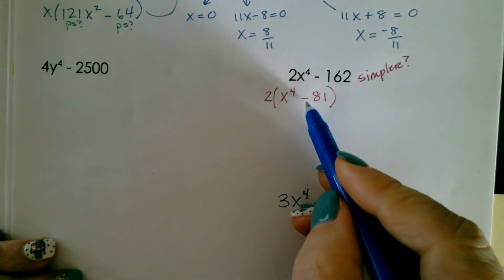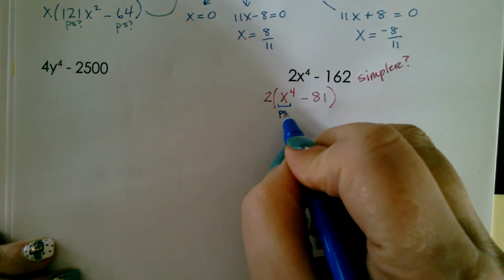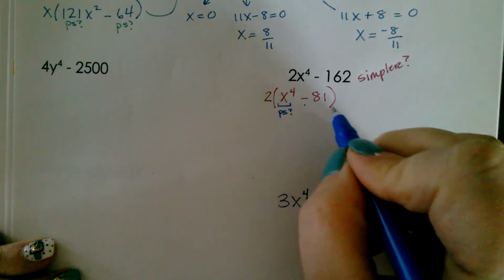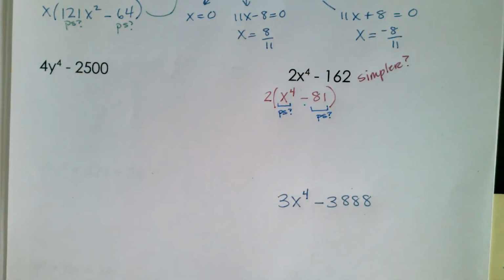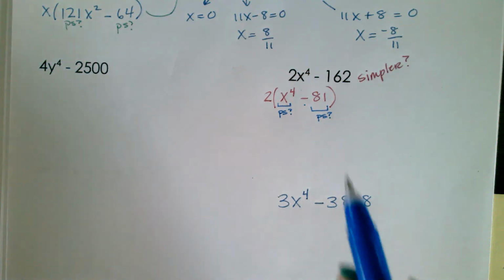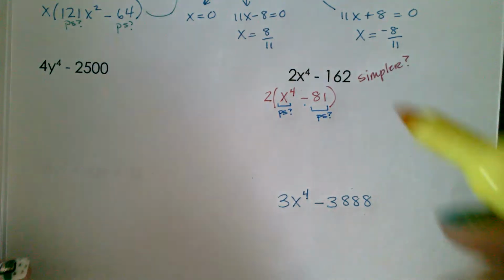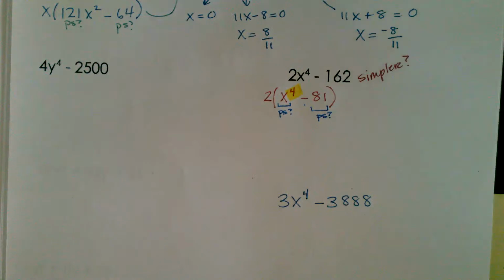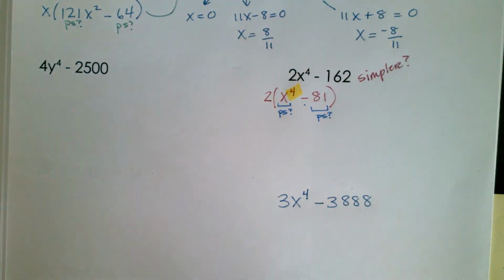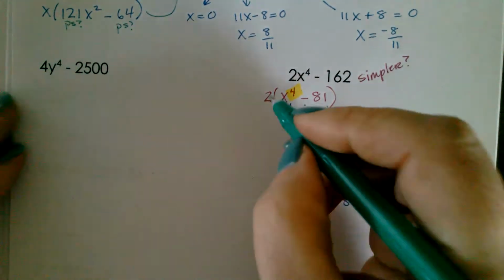So I notice I have a subtraction sign with a binomial. So I'm curious, is that a perfect square minus another perfect square? Well, what do you think? Is x to the 4th a perfect square? Is 4 a perfect square? It is. It's 2 times 2. That means this is a perfect square minus a perfect square.